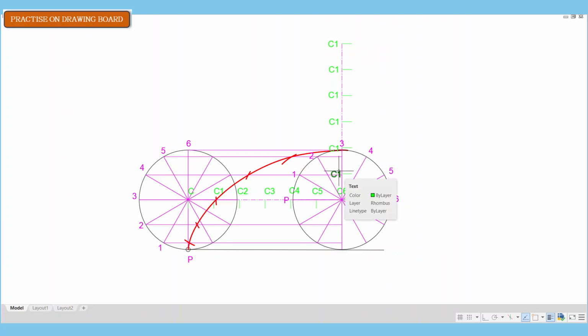So we would continue from there. So to label the central divisions, we would have C1, C2, C3, C4, C5, and C6.